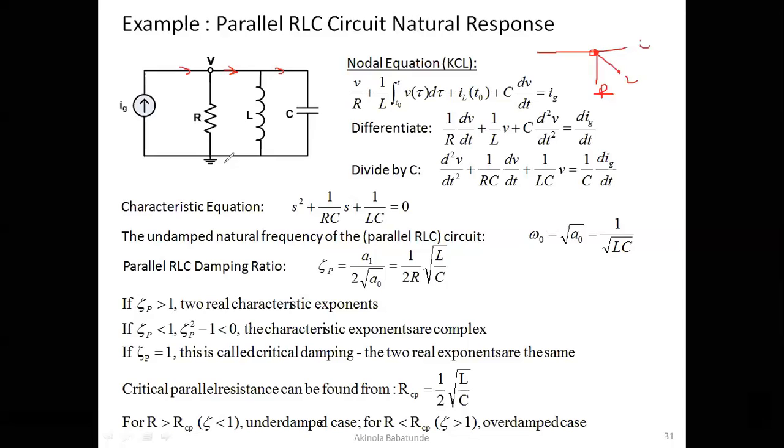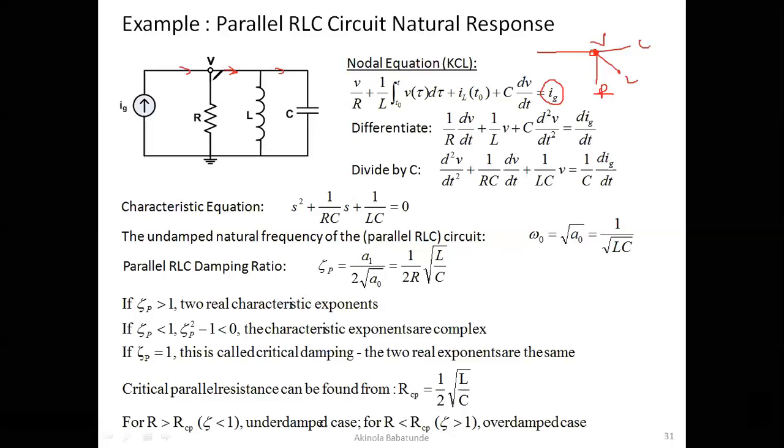So the current coming in is going to be IG, so this is going to be minus IG. That minus IG is what we took to the other side to give us IG here. So you have minus IG as what is going in, and everything that is coming out is going to be plus. So you add every other thing together, minus IG equals zero. The minus IG is just what we have on the opposite side here. So let's start with the R. The current passing through R will be minus V over R.